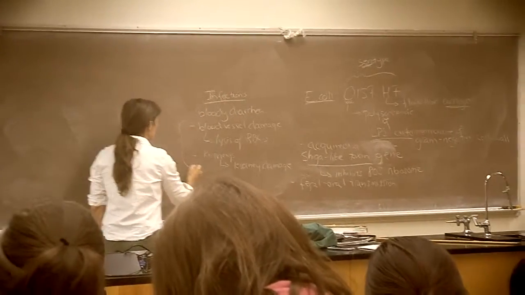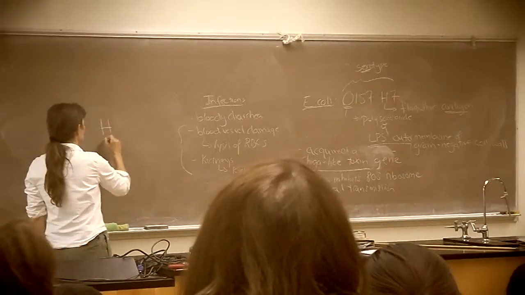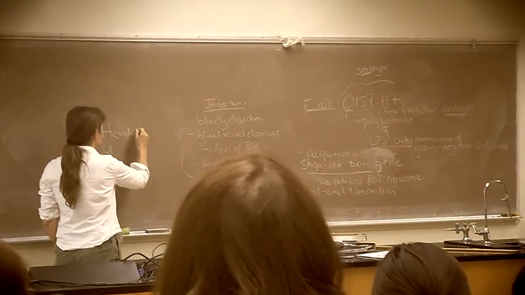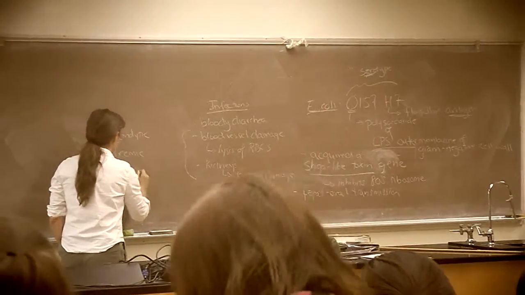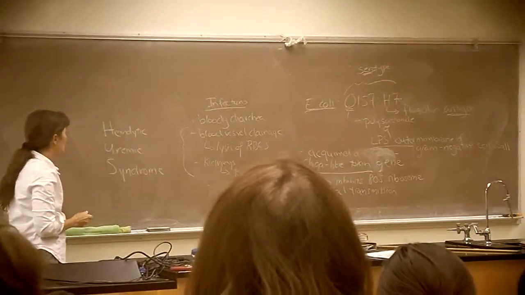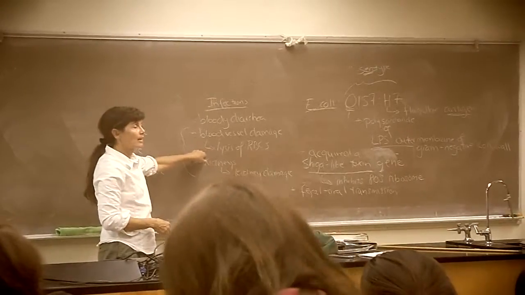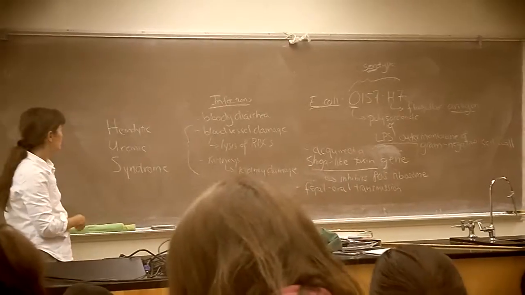This collection of abnormalities is called HUS, and it stands for hemolytic uremic syndrome. And this is life-threatening. This can kill. This can especially kill little children. So hemolytic because of the lysis of the red blood cells. So you can end up with an anemia, right? All the red blood cells are getting lysed.